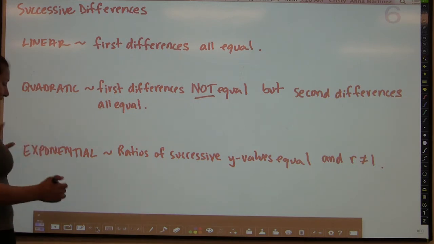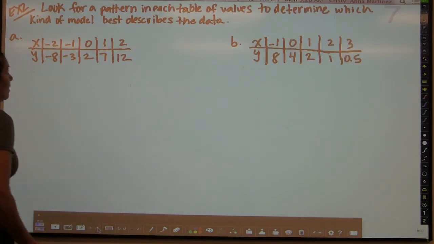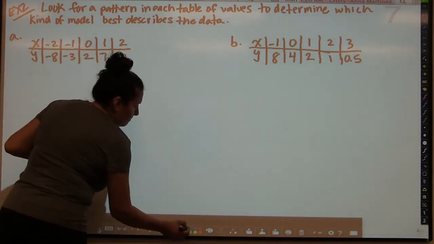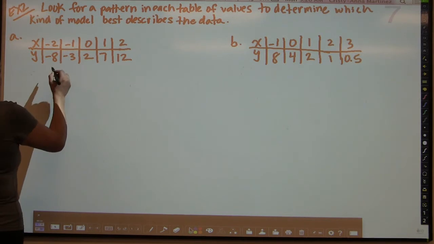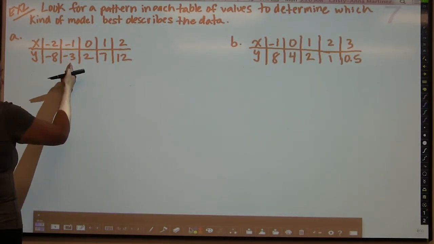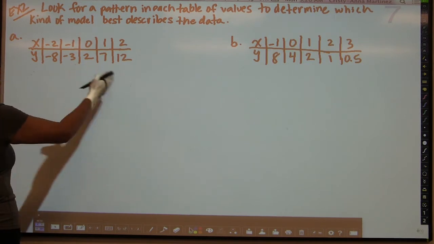And again, we'll do this as an example so you can see, but here we are. It says, look for a pattern in each table of values to determine which kind of model best describes the data. So what you want to do is find the differences in the y values. That's what we call first differences. Successive y values just means that this is the first y value, this is the next one, the next one, the next. So successive, they're all in order.